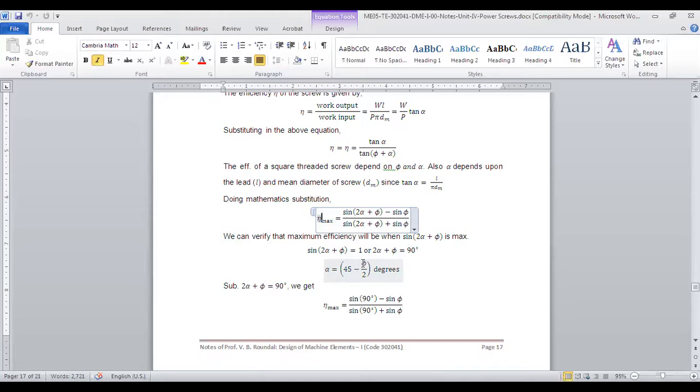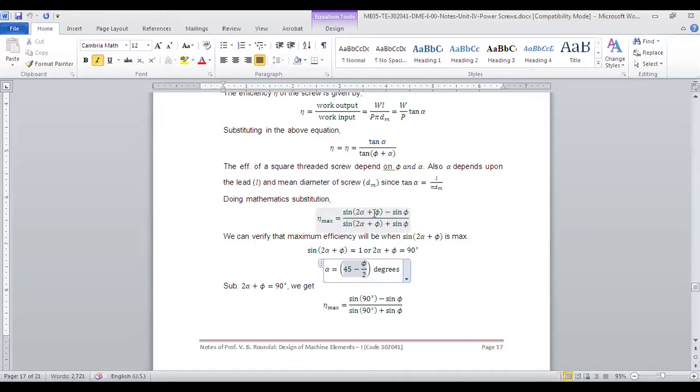So when 2 alpha plus phi is equal to 90, dividing this equation by 2 gives alpha plus phi by 2 equal to 45. So alpha is equal to 45 minus phi by 2. So when the helix angle is equal to 45 minus half of the friction angle, your efficiency will be maximum. At that time, the term in the bracket will be 1.